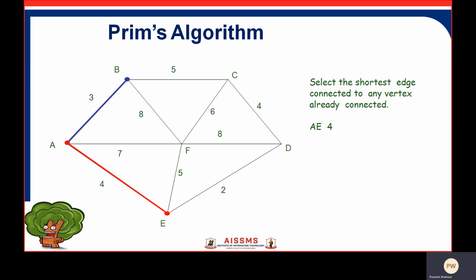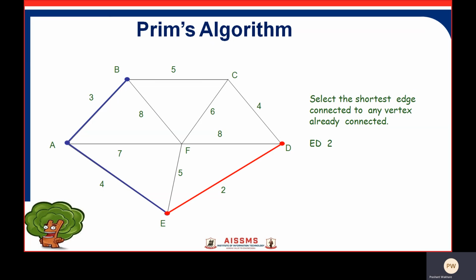Next step, select the shortest edge connected to any vertex already connected. A to B is already connected. Vertex B is connected by B to F, whose weight is 8, and B to C, whose weight is 5. And at the other end, vertex A is connected by A to F and A to E. A to F distance is 7 and A to E is 4. Comparing the edges from vertex B and vertex A, A to E is the shortest edge, so we select A to E, that is 4.